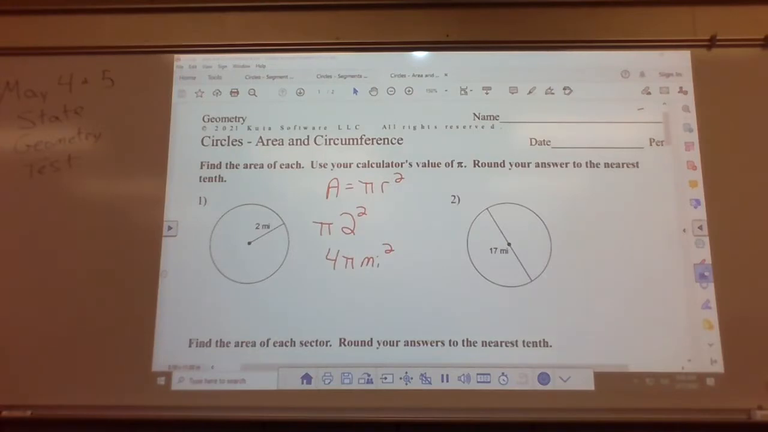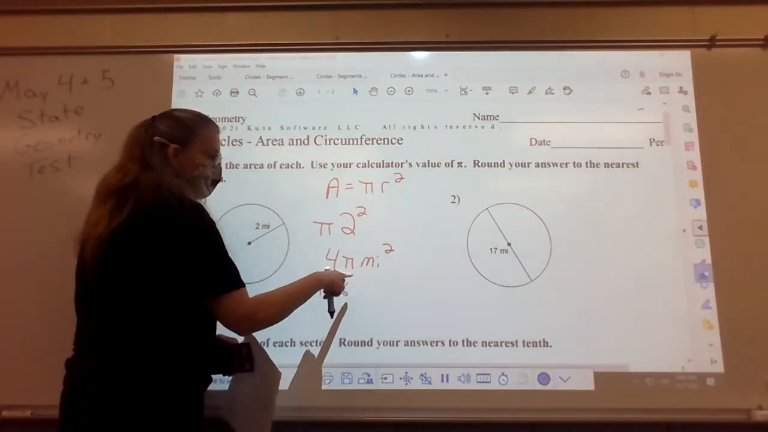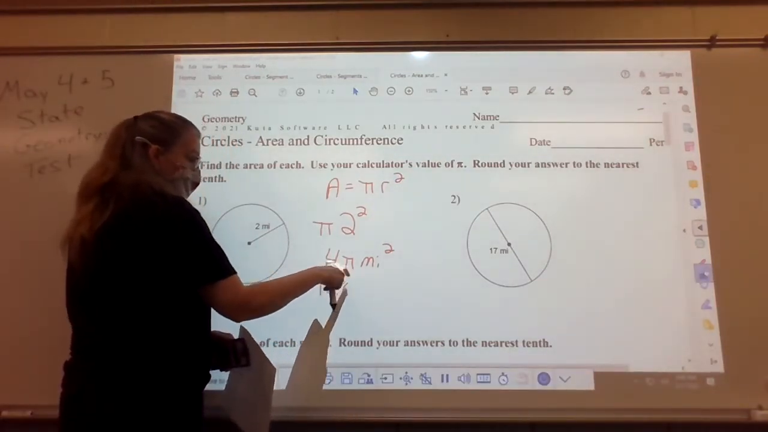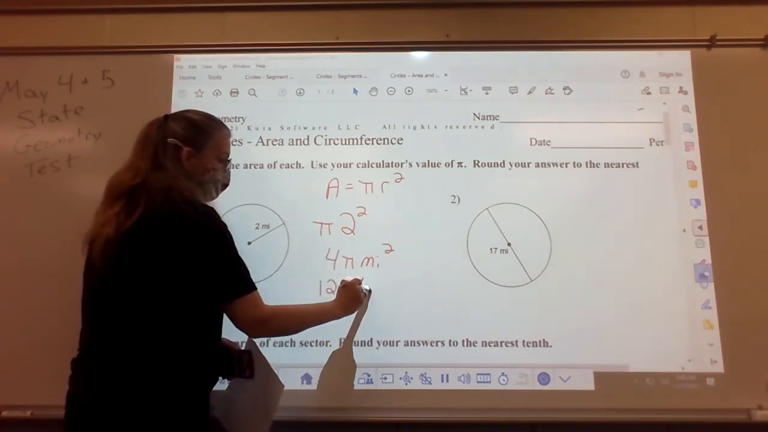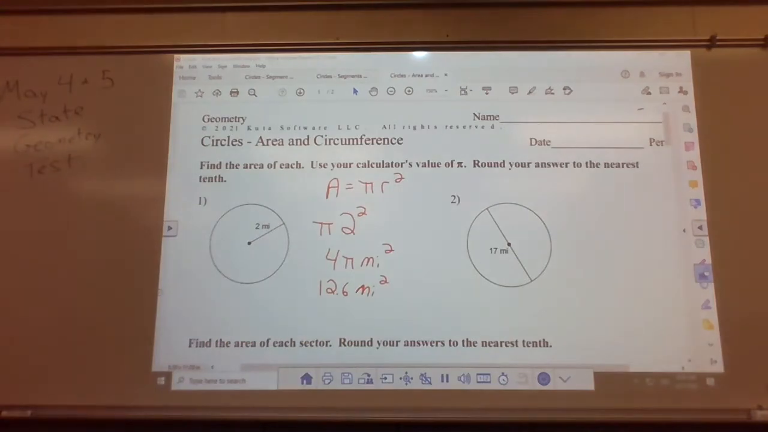Now, I want everybody to make sure they know where their pi button is, whatever calculator you're using, whether it's computer or phone or whatever. You're going to do 4 times, hit the pi button, hit the equals. You should get 12.6. I multiplied pi out, so the pi's gone now. Miles squared. So everybody make sure that they can get that on their calculator.